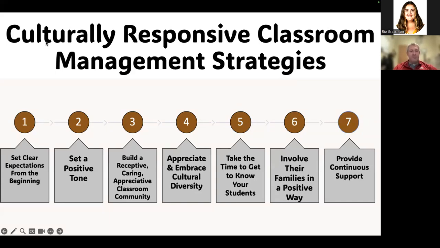Set your clear expectations from the beginning. Day 1, minute 1, your expectations need to be clear to your students. If they don't know what their expectations are, you're going to have a disaster from day 1. You can't set the expectation on day 2, 3, 4, 5. Day 1, minute 1.